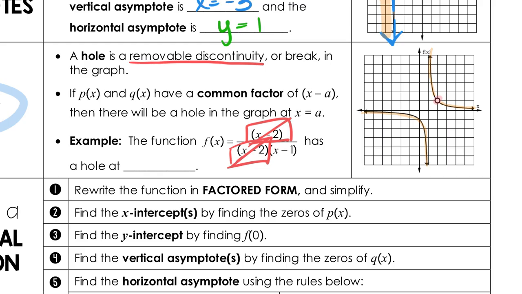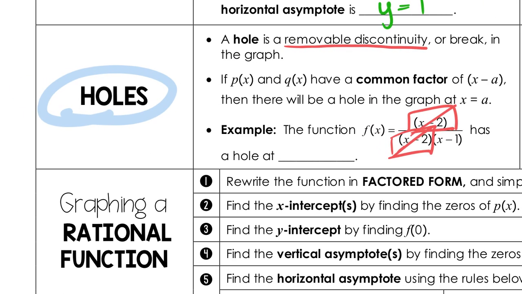Because it creates a hole, there's a jump in my graph. That's why we call it discontinuity. So removable discontinuity. And here we have that hole because that factor was x minus 2. And we have a hole there.